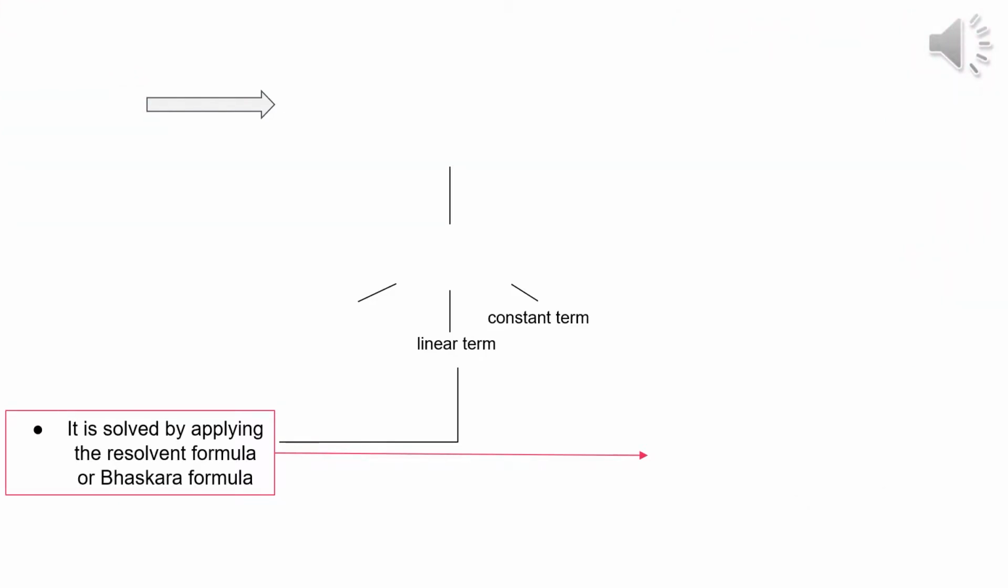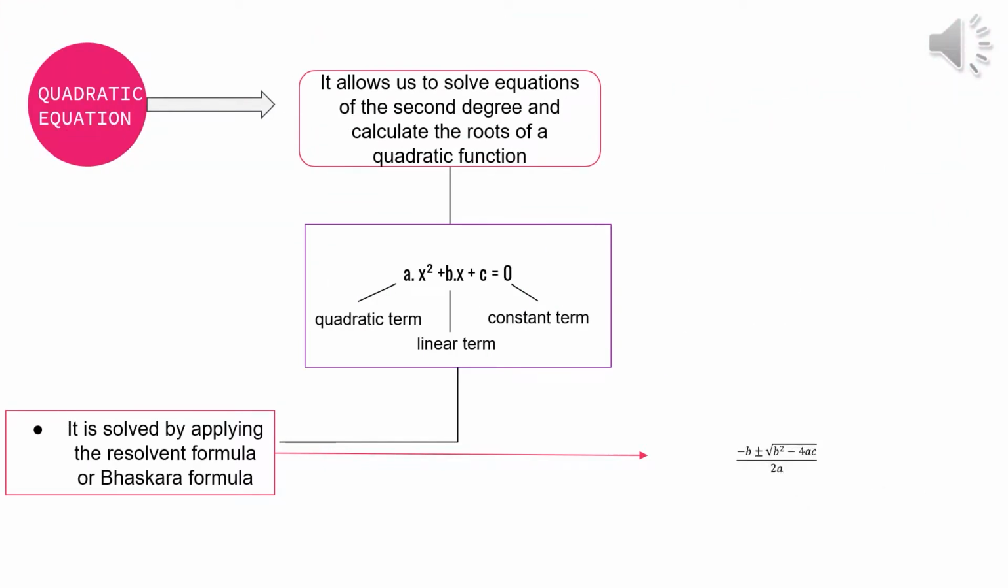We are going to talk about the quadratic equation. What is it? It's an equation that allows us to solve equations of the second degree and calculate the roots of a quadratic function. Below you can see the quadratic equation: ax squared plus bx plus c is equal to 0.